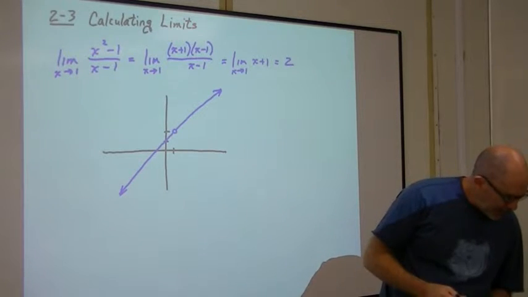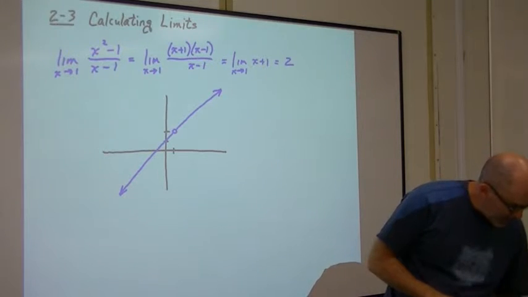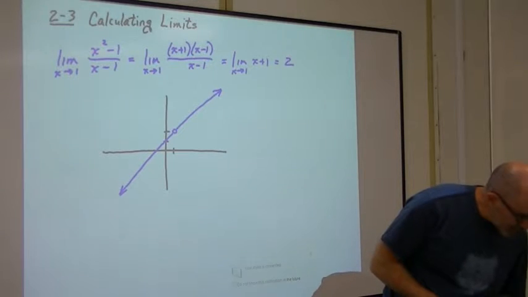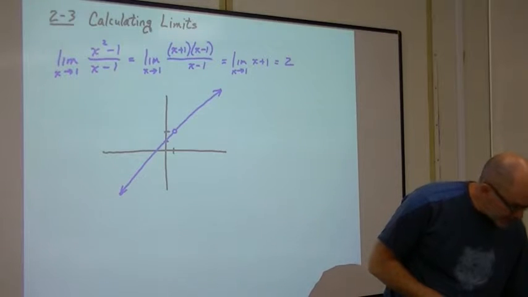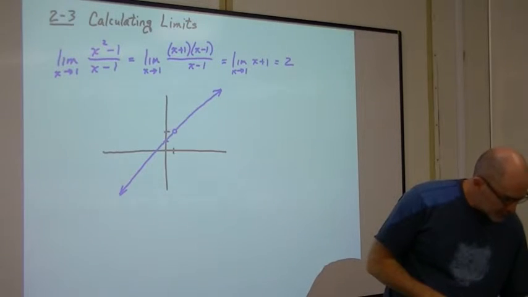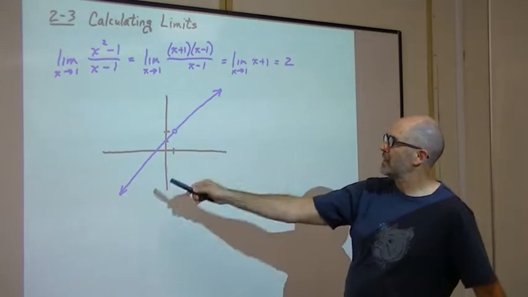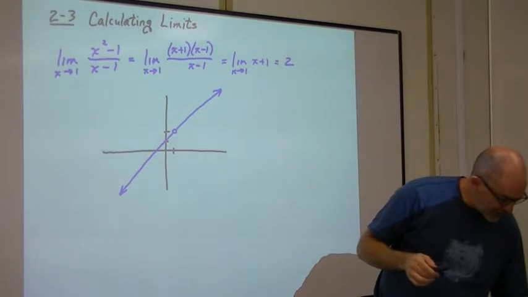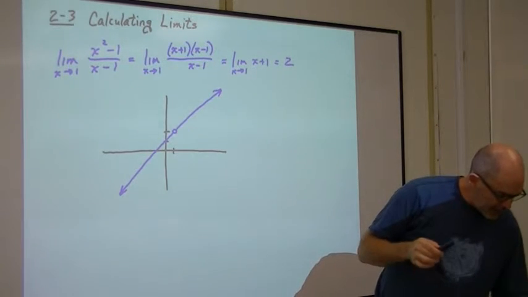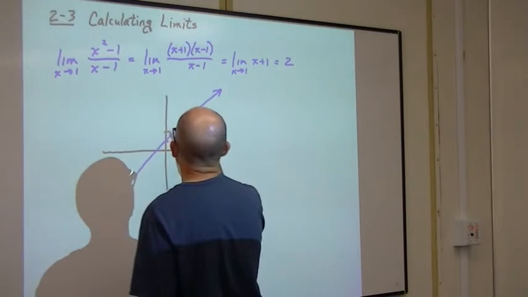Example 4. We have a piecewise function now. The limit as x approaches 1 of g of x, where g of x is x plus 1 if x does not equal 1. Okay, well, that's basically what it looks like. It looks like x plus 1 where x does not equal 1. Now, what if x does equal 1? Then g of x equals pi.